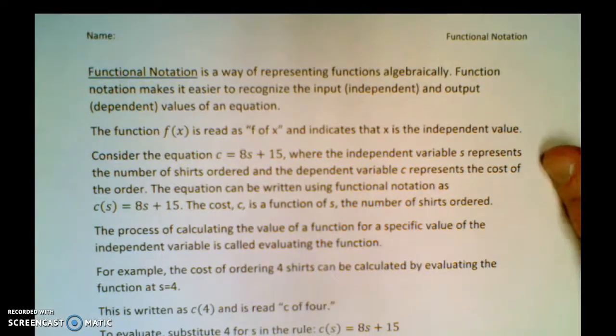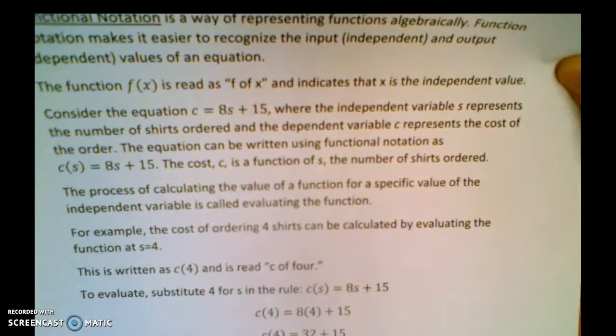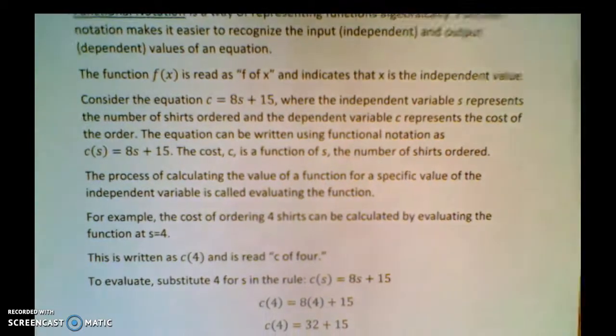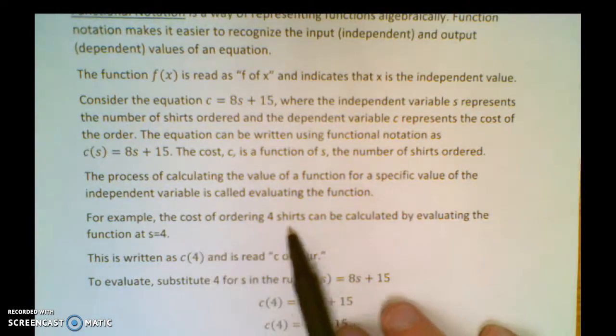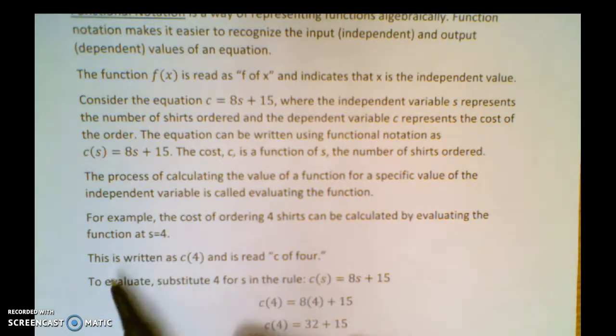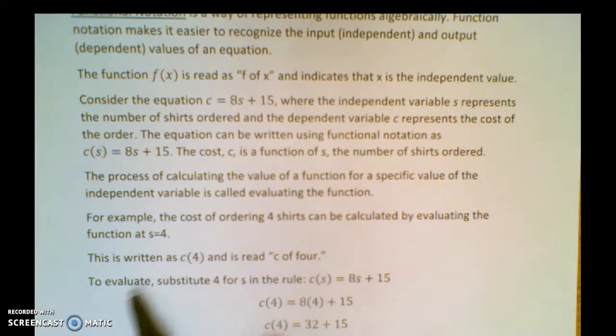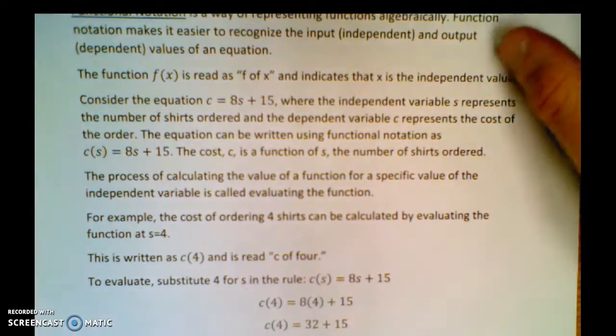C of s. The process of calculating the value of a function for a specific value of the independent variable is called evaluating the function. So for example, the cost of ordering 4 shirts can be calculated by evaluating the function at s equals 4. This is written as c parentheses 4 on the inside and is read c of 4. So what is the cost if I purchase 4 t-shirts? To evaluate, you plug in 4 for s in the rule and then you solve.